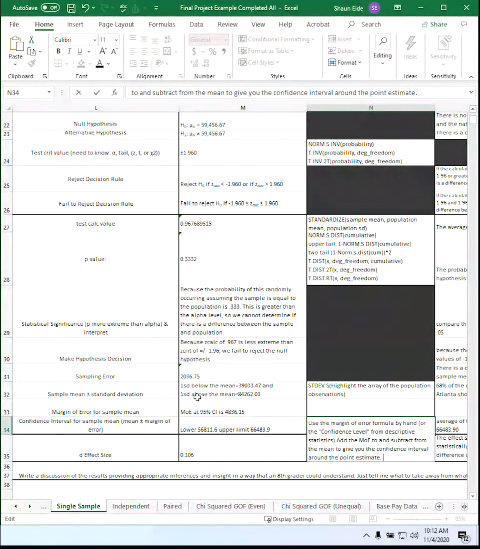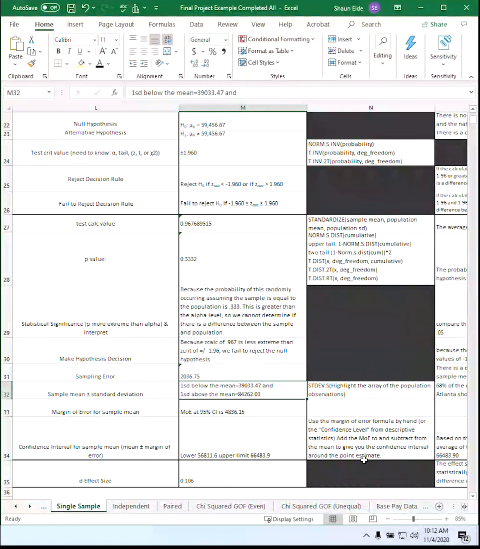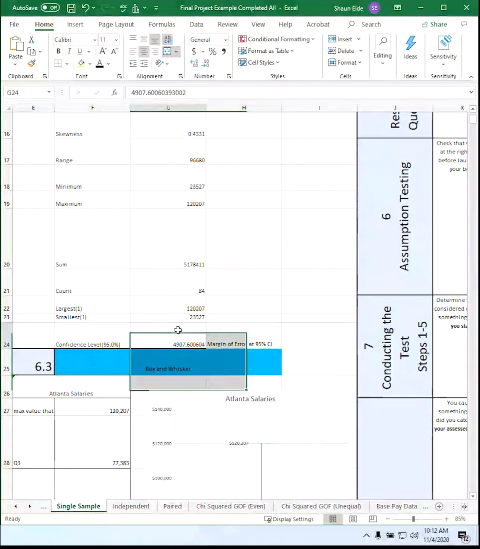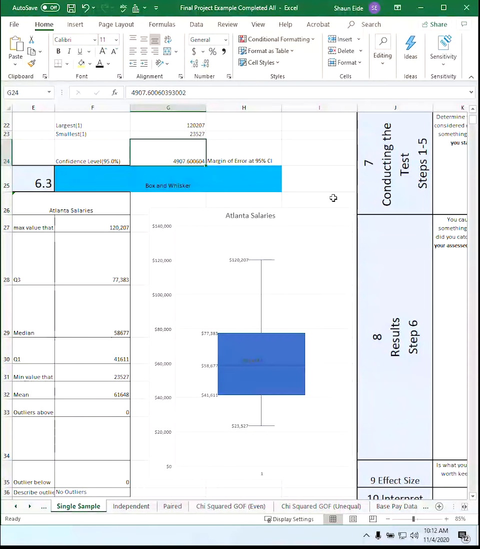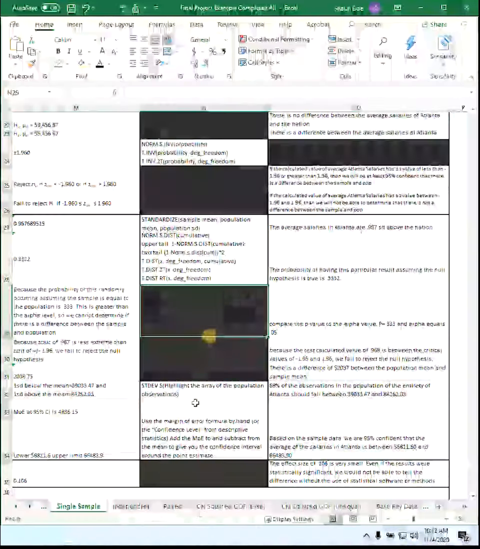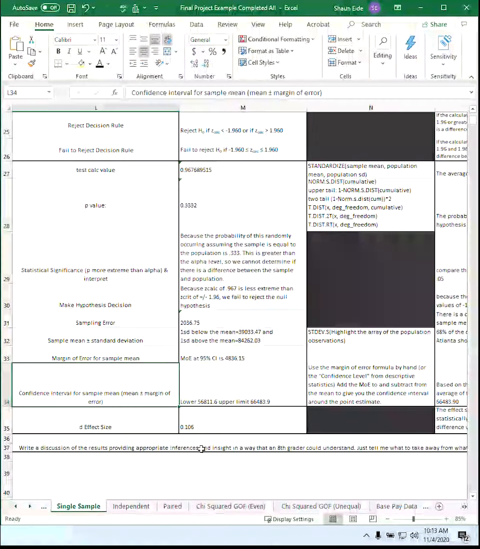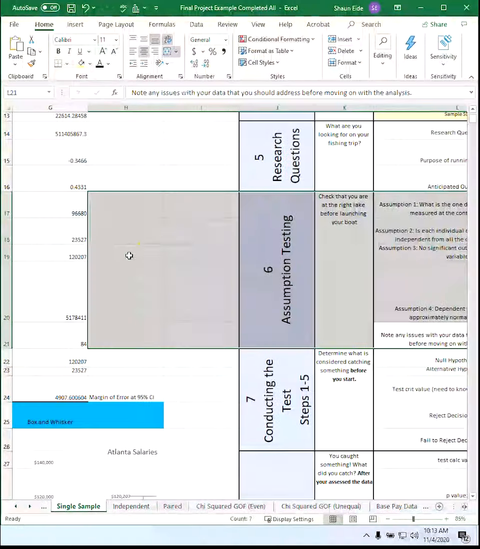There we go. Use the margin of error formula by hand, or use that one over on the left-hand side, which I'm assuming you're just going to use to give you the margin of error. Okay. Let's see here. Now, I'll be honest, I'm okay with you using this margin of error.